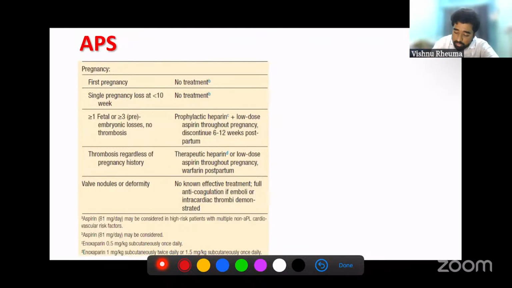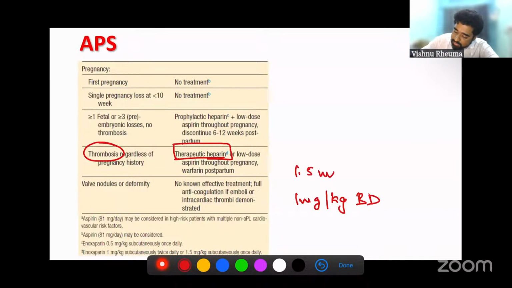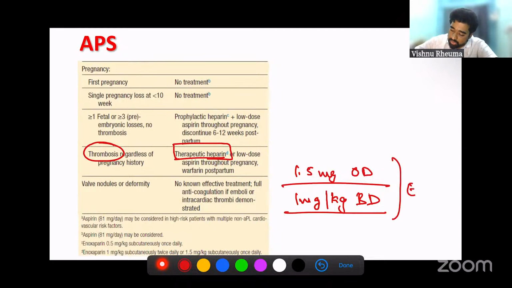Whenever there is a thrombosis, then basically you have to give warfarin, but obviously you cannot give it in pregnancy, so you give a higher dose. You give a therapeutic heparin dose, which is basically 1 mg per kg BD or 1.5 mg per kg OD. Both are subcutaneous enoxaparin I'm talking about. So this is for whenever there is a thrombotic APS.